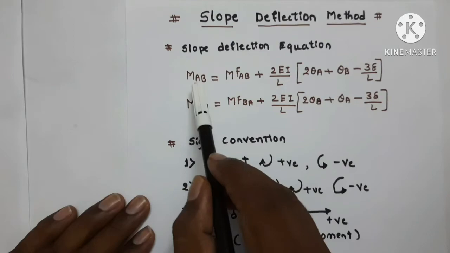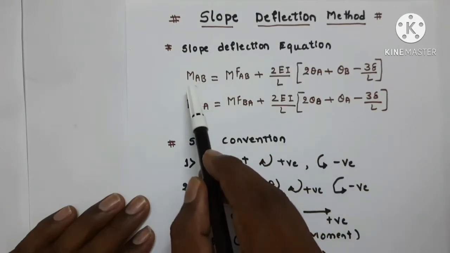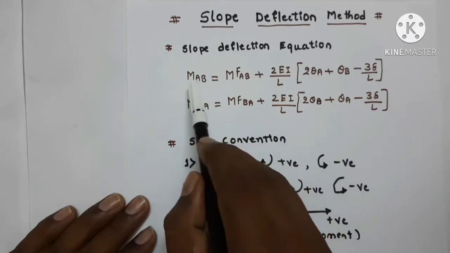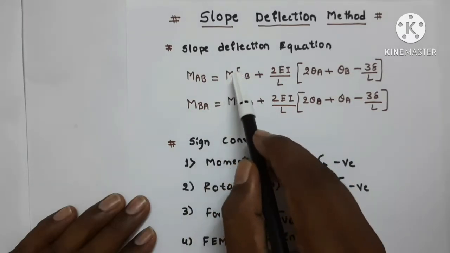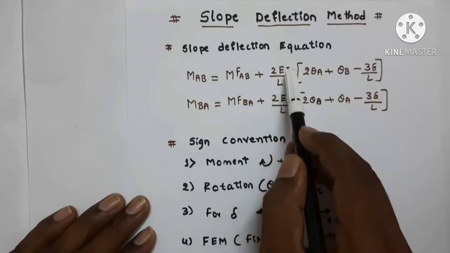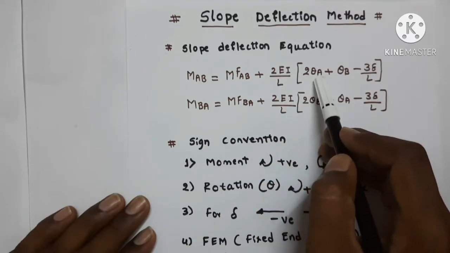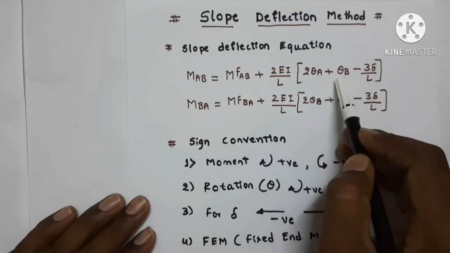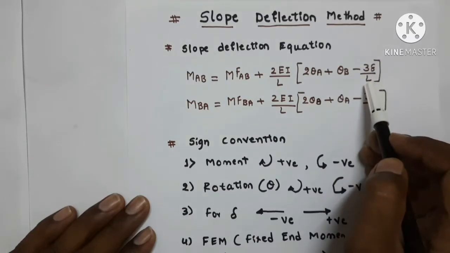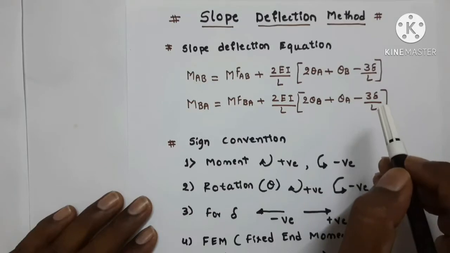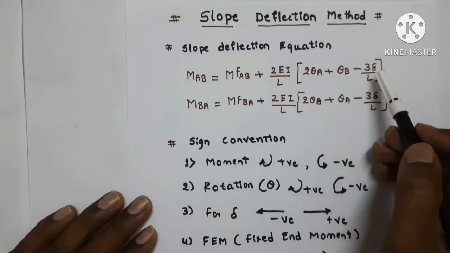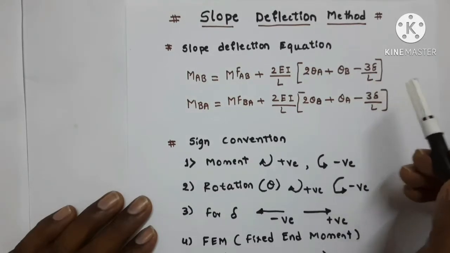Yes, slope deflection equation: at joint A, we have a moment MAB that is equal to MFAB, that is fixed end moment, plus the stiffness of the member 2EI upon L, bracket 2 theta A, that is a rotation at the joint, plus theta B, rotation at the joint B, minus 3 delta upon L. If any one of the supports is sinking, in that particular case 3 delta by L is applicable.